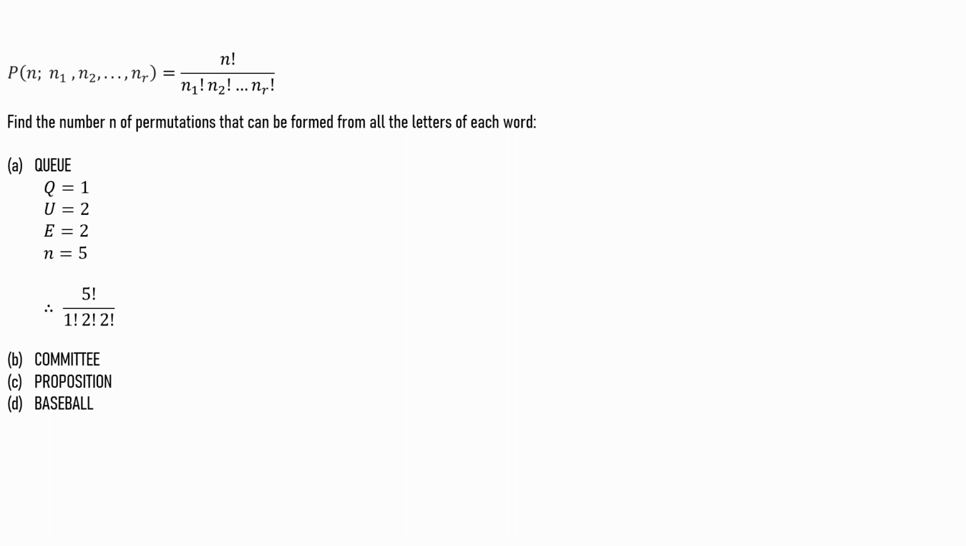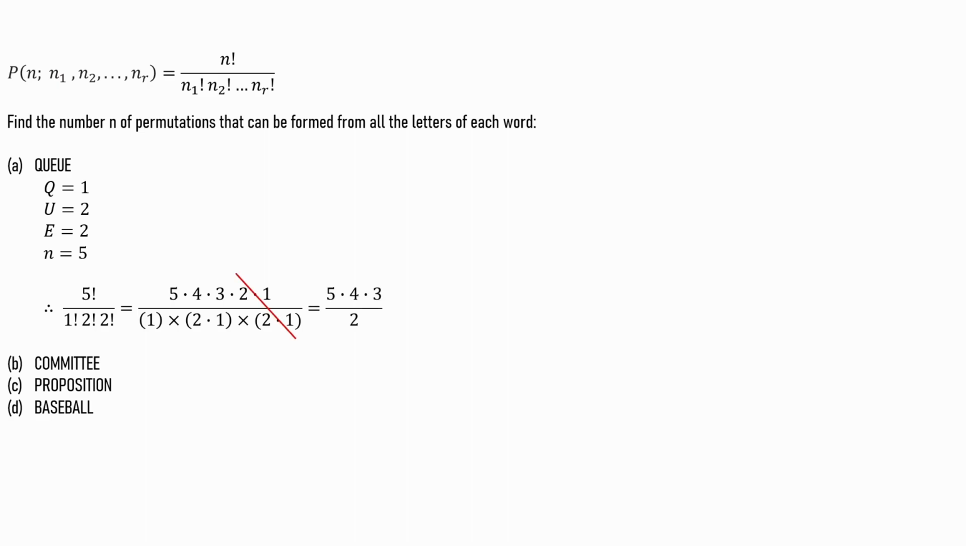So, nilagay ko na lang. And then, 2 factorial times 2 factorial. Therefore, 5 times 4 times 3 times 2 times 1. So, maka-cancel yung 2 times 1 sa dulo, tapos yung 2 factorial dun sa baba. Therefore, 5 times 4 times 3 over 2 ay 60 over 2 or 30. So, 30 permutations from all the letters ng Q.